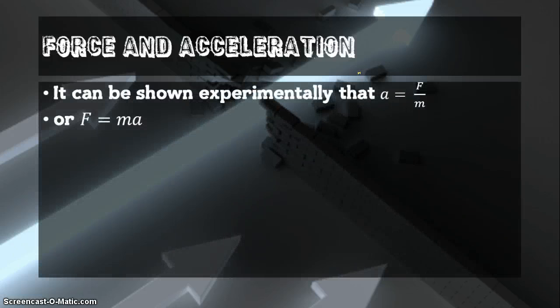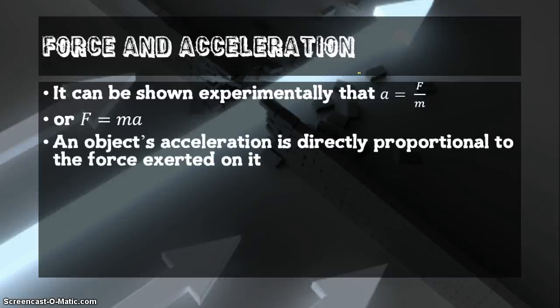So experimentally, we can show that the acceleration is equal to the force divided by the mass, or F equals ma. This is known as Newton's second law. And what that's saying is the acceleration is directly proportional to the force exerted on an object. So if I double the force, I double the acceleration. If I make the force only half, I make the acceleration half.